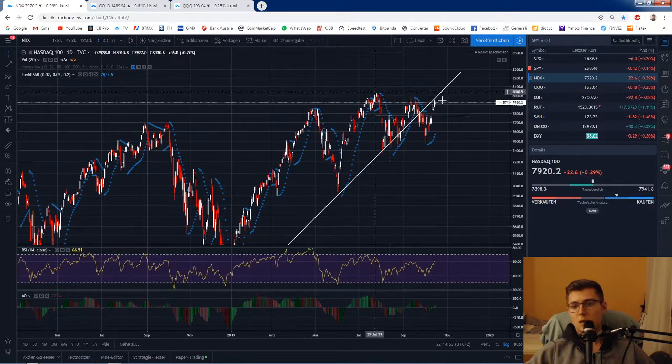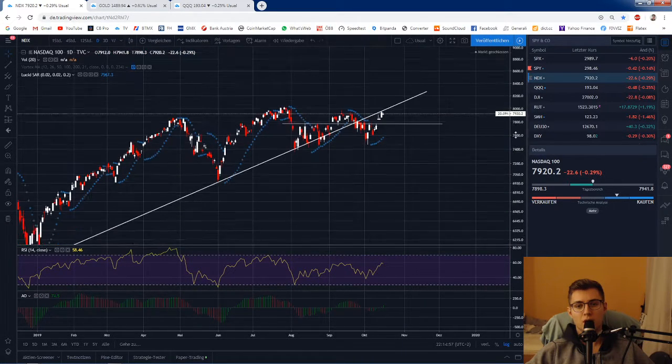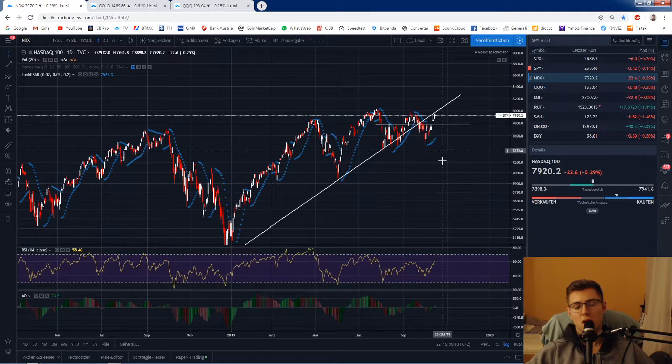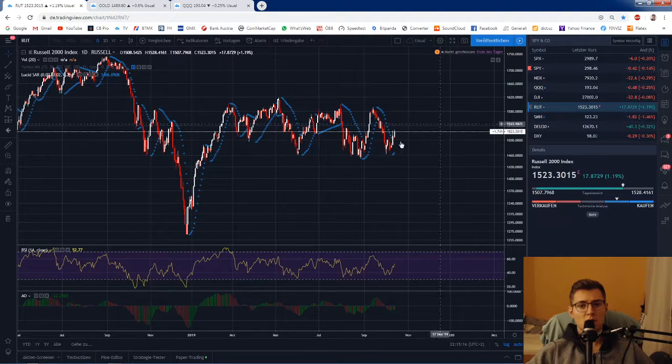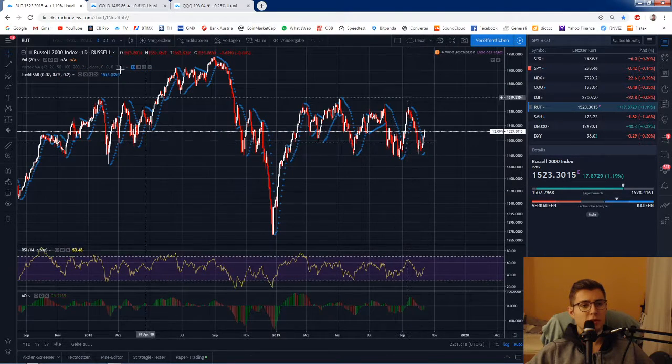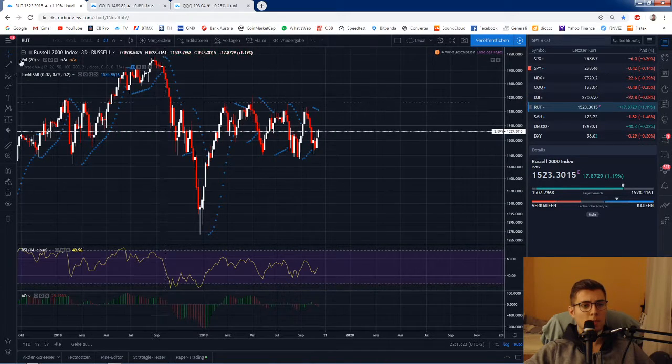So we too have here a coiling price action and an equilibrium, like on the other indices. So nothing too important to say, except that we broke this trend line. This could be an important factor in the future. So Russell 2000, I don't have too much TA going around here yet.